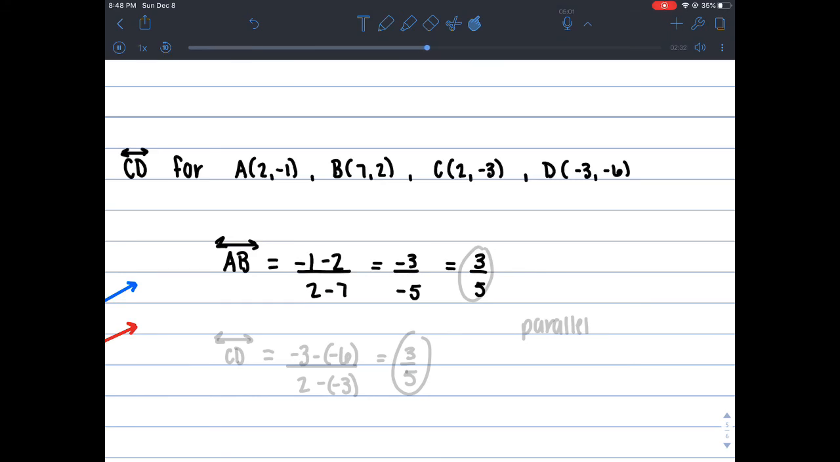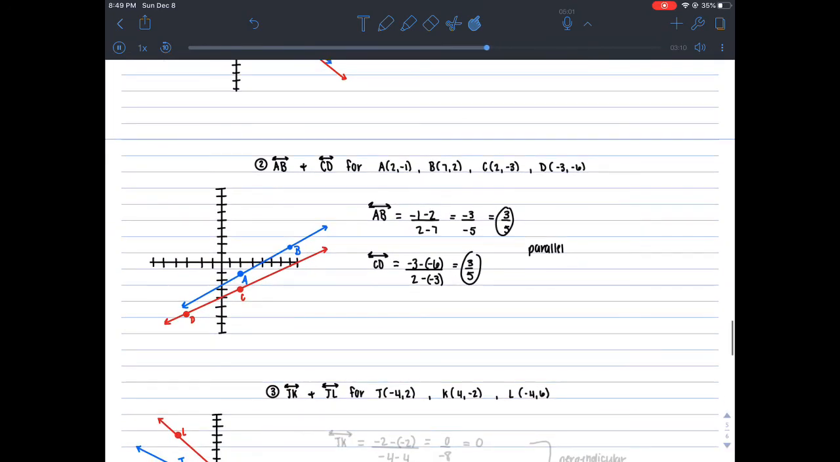Then we're going to do line CD. We're going to plug this into the slope formula. And this is going to equal negative 3 minus a negative 6 over 2 minus a negative 3. This is going to equal 3 over 5. So, since these two slopes are equal to each other, this means that these two lines are parallel. And this is shown on the graph as well.